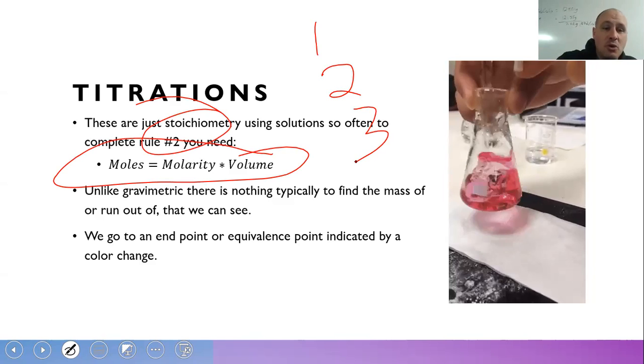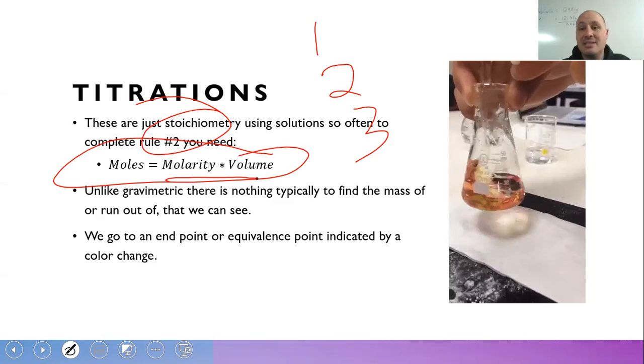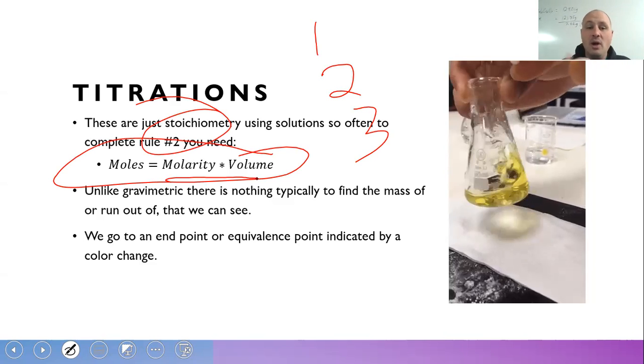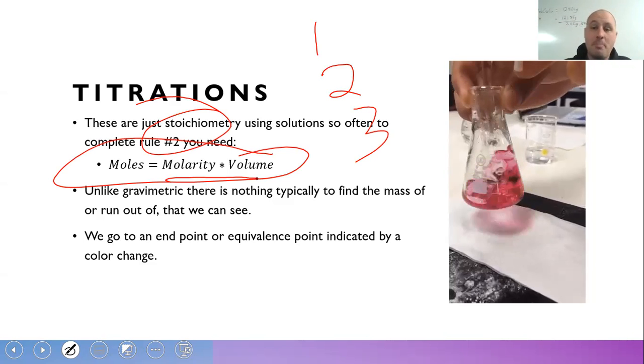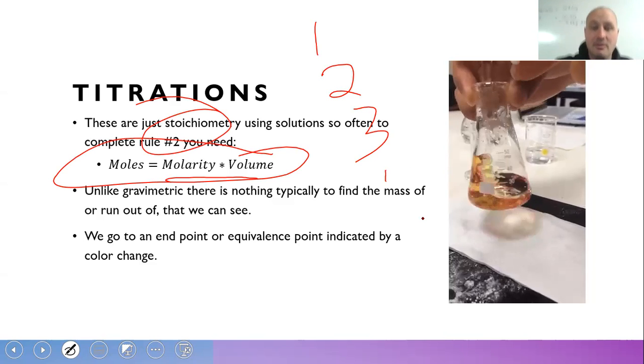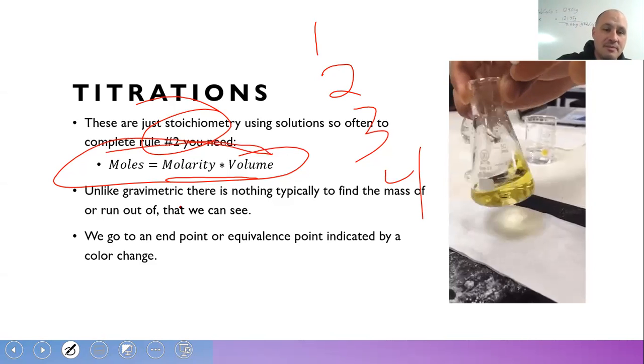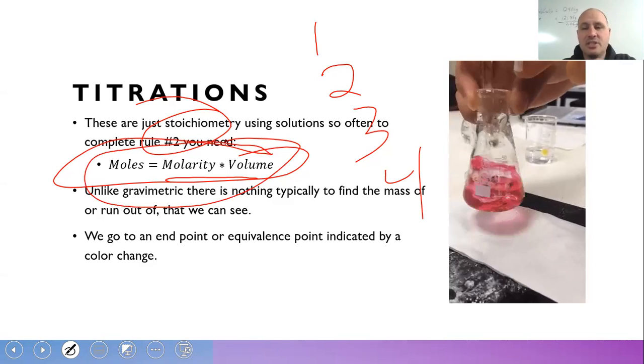So if it gives you molarity and volume of your acid, it's going to ask you about the base. Use 3 to get there. Once you have moles of your base, convert to the units they asked for. You're probably going to use this. You're going to have to change the format.